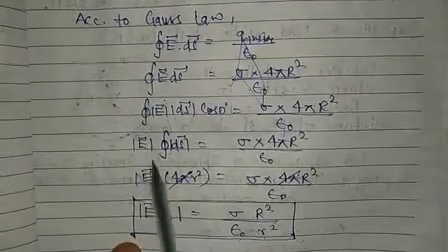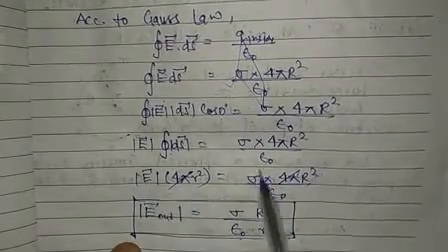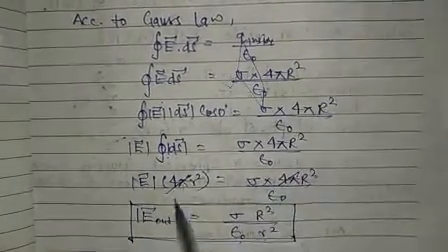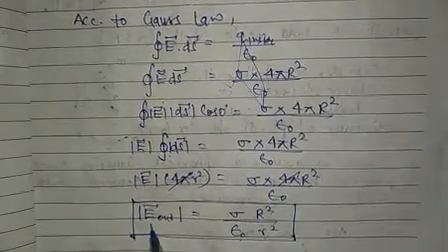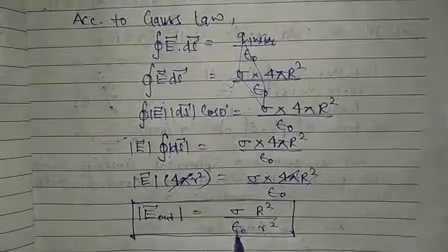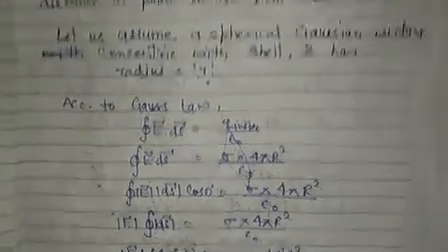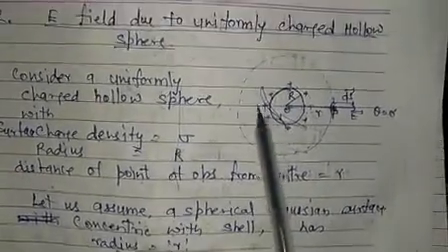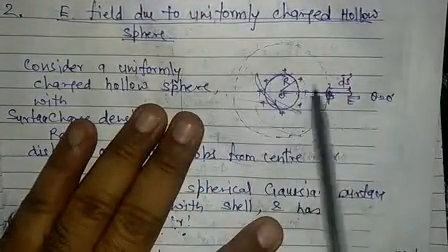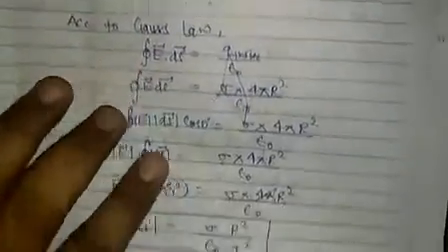Integrating over the entire Gaussian surface, we have E into 4 pi small r square equal to sigma into 4 pi capital R square upon epsilon naught. Cancelling the terms, we have electric field outside the spherical surface equal to sigma over epsilon naught, R square over small r square. Here we have cases, as we can evaluate electric field outside the sphere, at the surface, and inside. So let us discuss these points.